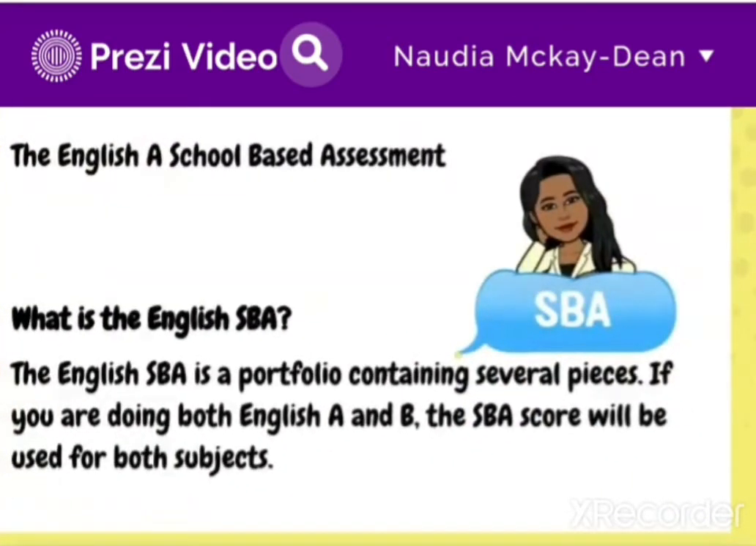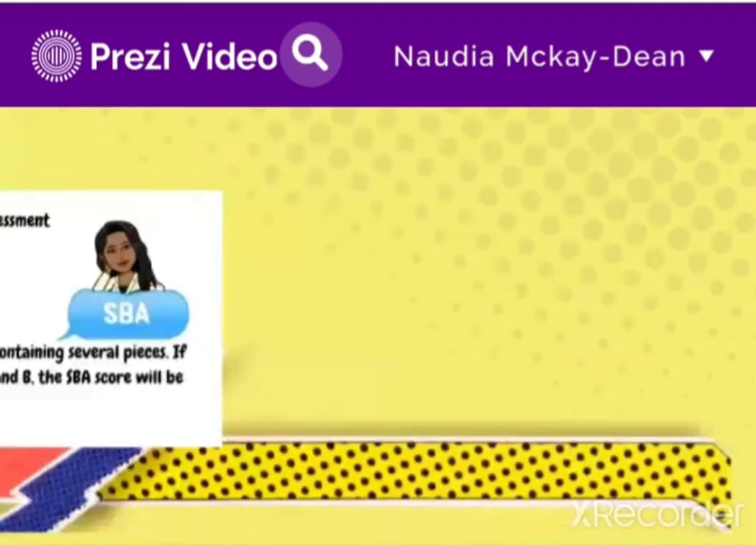So first of all, what is the English SBA? The English SBA is actually a portfolio containing several pieces. The good news is that for students who are doing English A and B, you will only be required to do one SBA and the score will be used for both subjects. The drawback, however, is that you have to ensure that your SBA is good, because since the one grade will be used for two subjects, you have to ensure that you get a good grade, right?